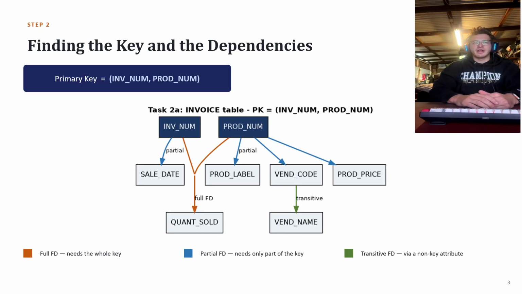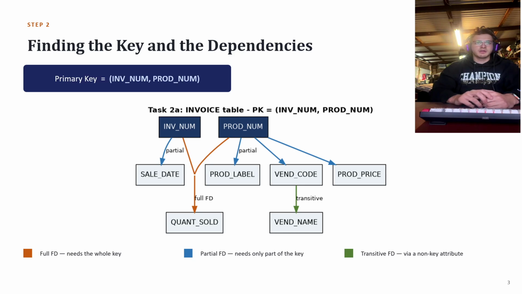So the first thing I had to do was figure out the primary key. Since each row represents one product sold on one invoice, the natural primary key is the composite of inv_num and prod_num together. Once I had that, I worked out the functional dependencies.